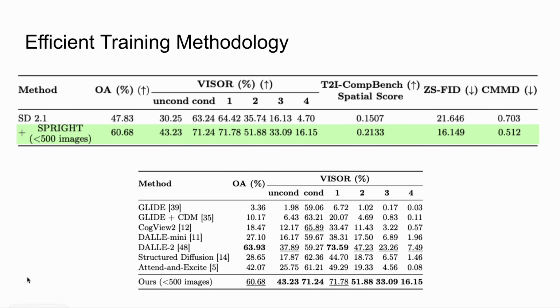Shown here are scores of FID, CMMD, and VISOR. We also see large gains in performance across all aspects of the VISOR metric, specifically on the VISOR-4 score, which indicates that our method can consistently generate spatially accurate images.